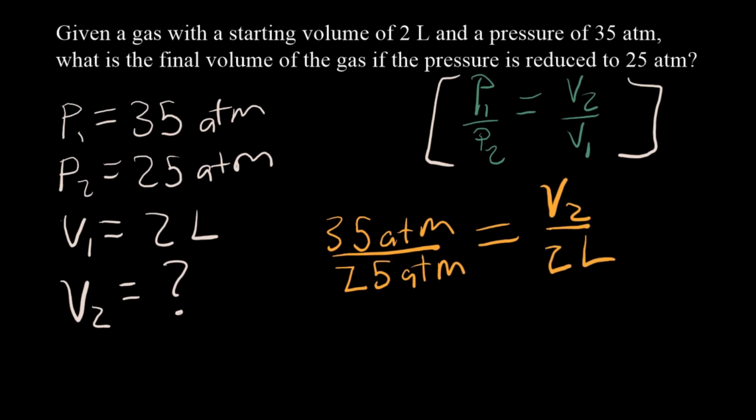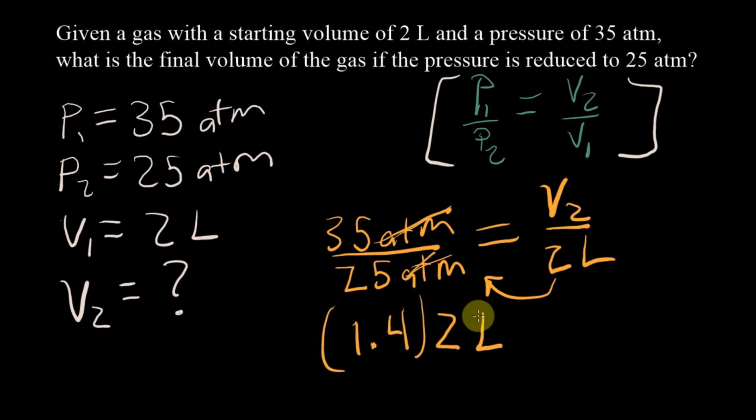Okay, and then when we multiply this out, our atmospheres cancel. Our 35 divided by 25 is equal to 1.4. We're going to multiply our 2 liters over. So we get our 1.4, which has no units because the atmospheres canceled, right? Times 2 liters, and that will be equal to our V2. And so 1.4 times 2 is equal to 2.8 liters.